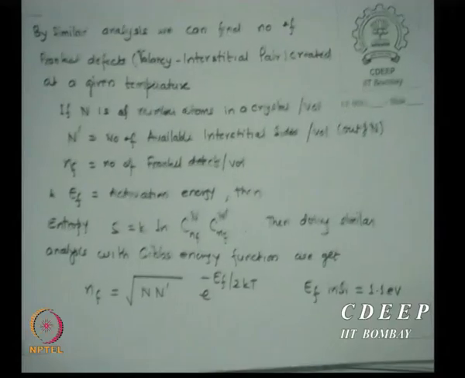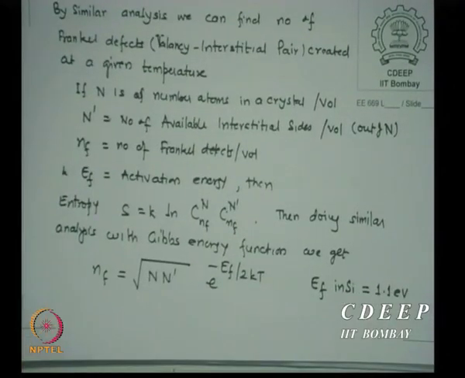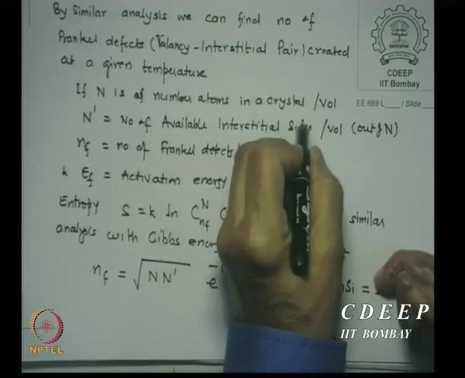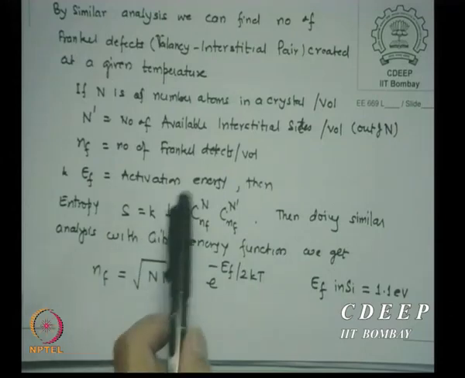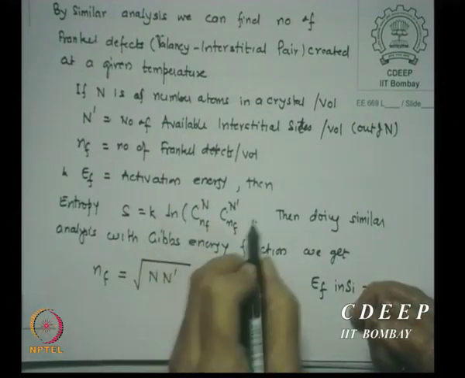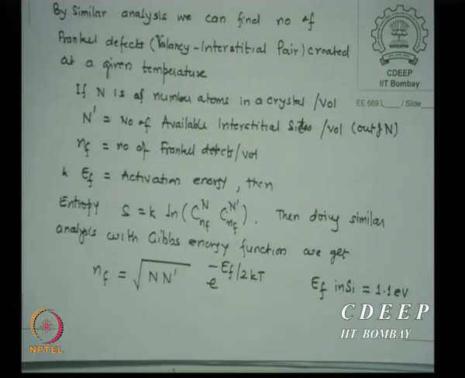There is also a possibility, as I said last time, that Frenkel defects are available, and they can also be created at a given temperature. If N is the number of atoms in the crystal per volume, N dash is the number of available interstitial sites per volume, and Nf is the number of Frenkel defects per volume, and Ef is the activation energy, then by similar arguments, entropy is equal to k, Boltzmann's constant, times ln of C N Nf. Please remember, I am now looking at vacancy and interstitial, so both are taken into account.